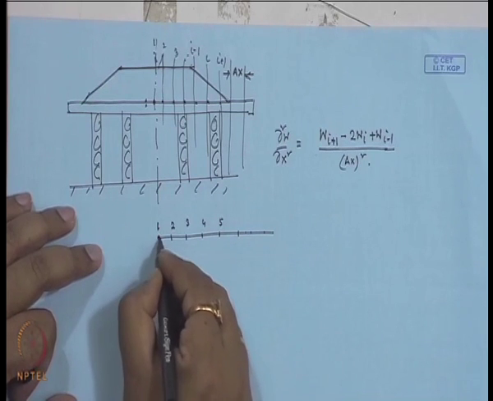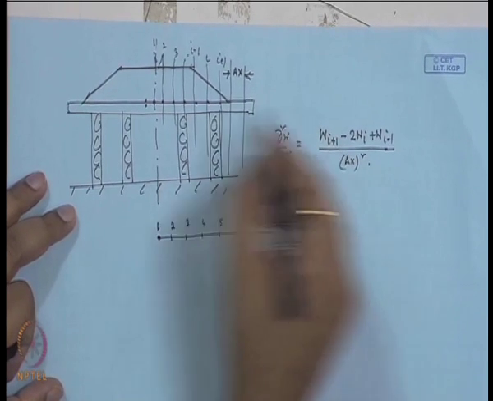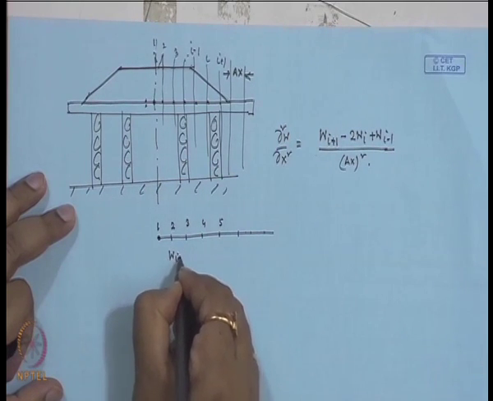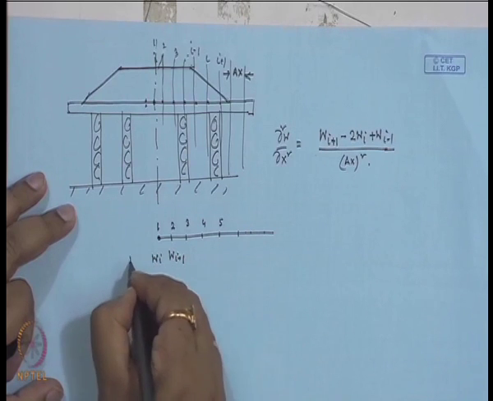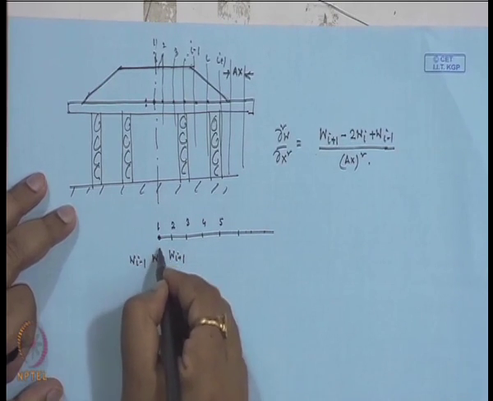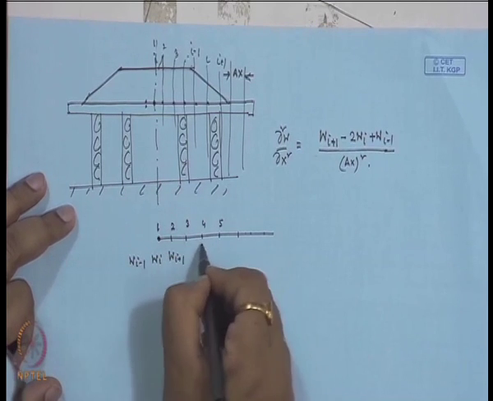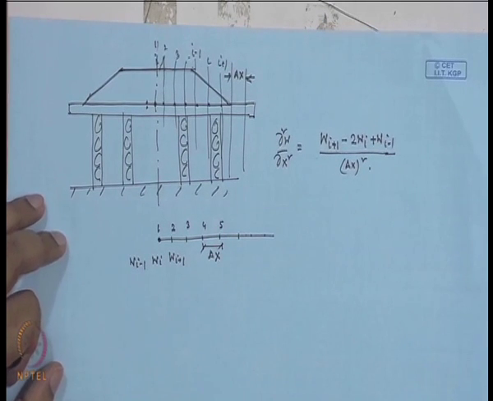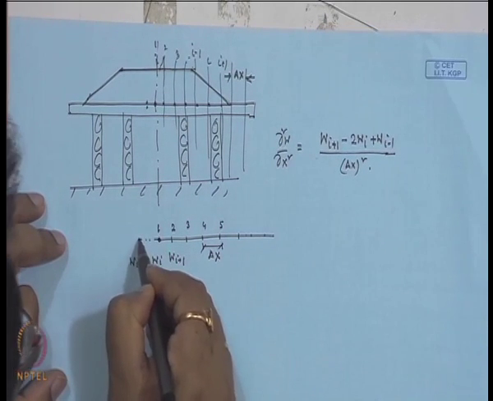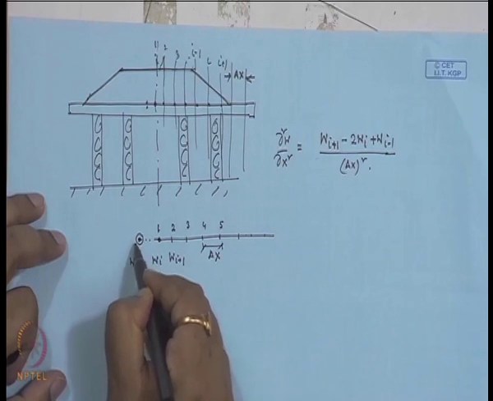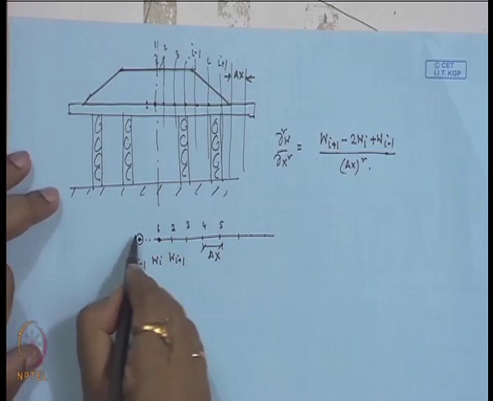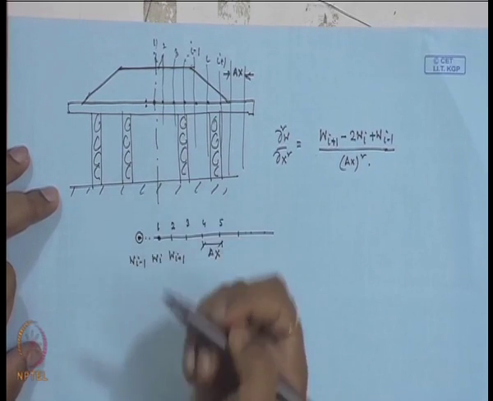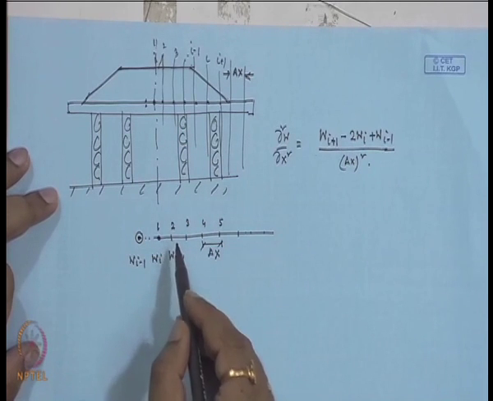So, if this is w1 and you are using this expression at the first node, then this will be w(i+1), this is w(i), this is w(i-1). Node 1 will be w(i), node 2 will be w(i+1), and this distance is uniformly del x. But we do not have any node here, yet we have to consider one node. This node is called an imaginary node or fictitious node.